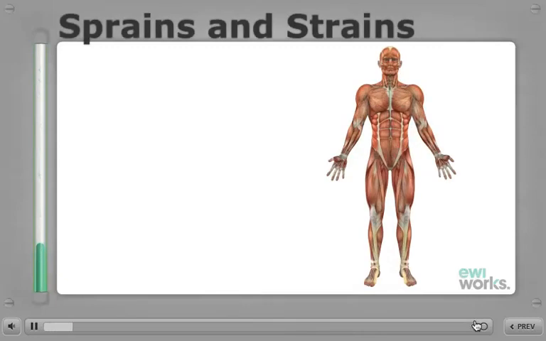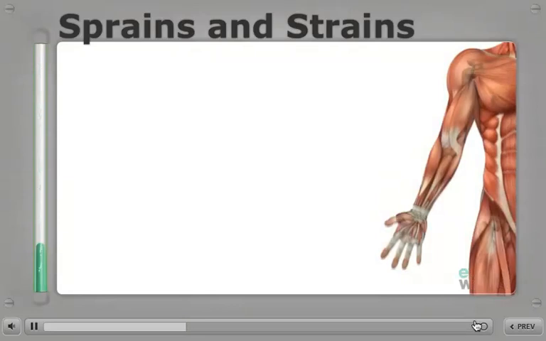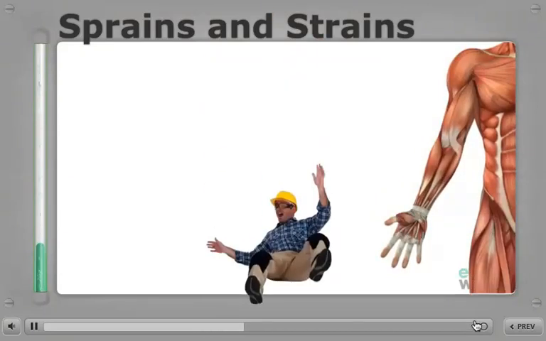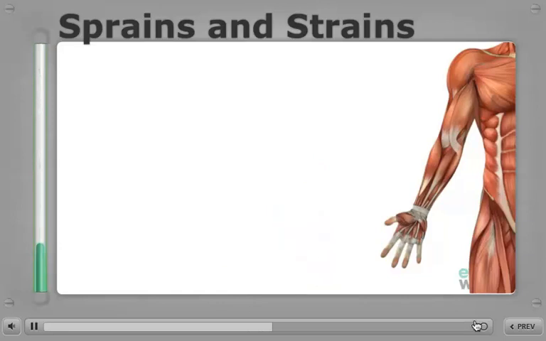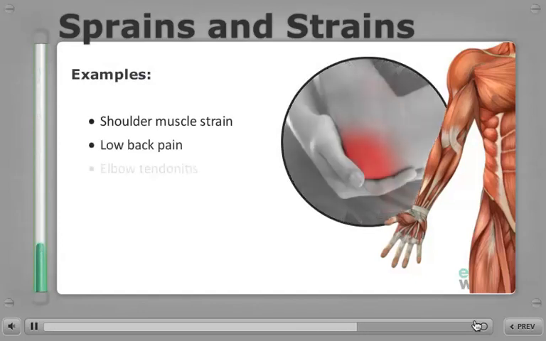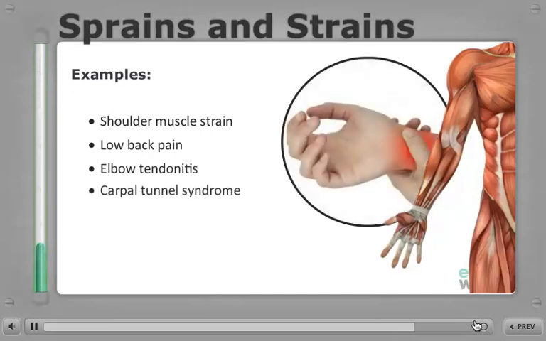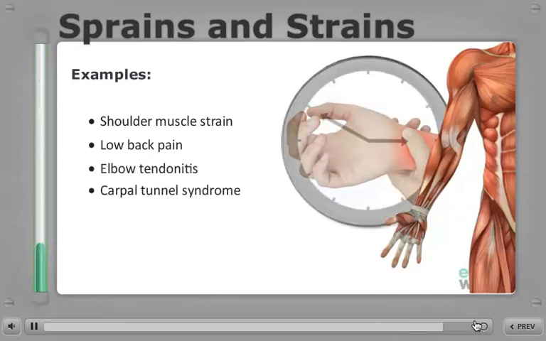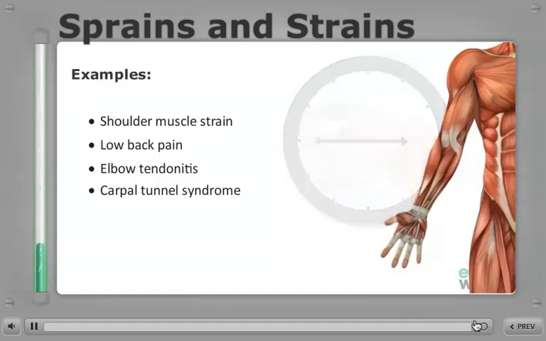Sprains and strains affect the muscles, nerves, tendons, ligaments, joints, cartilage, and spinal discs. They can develop gradually over time or can result from an instantaneous event, such as a slip and fall. Examples of strains and sprains include shoulder muscle strain, low back pain, elbow tendonitis, and carpal tunnel syndrome. In all four cases, these are examples of sprains or strains that gradually develop over time.